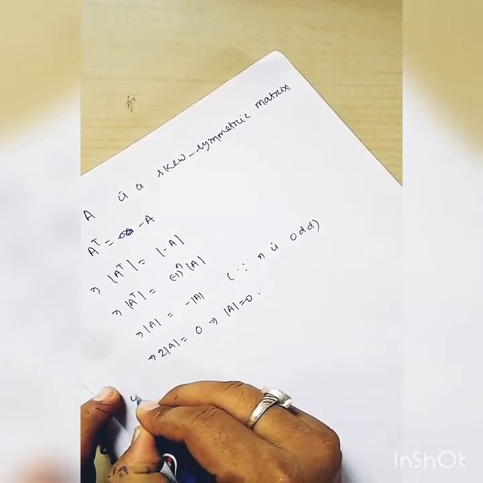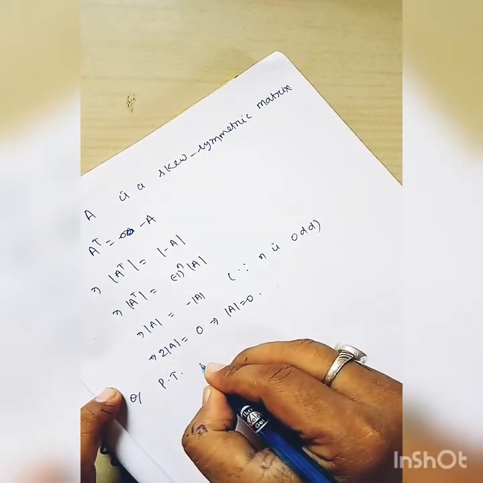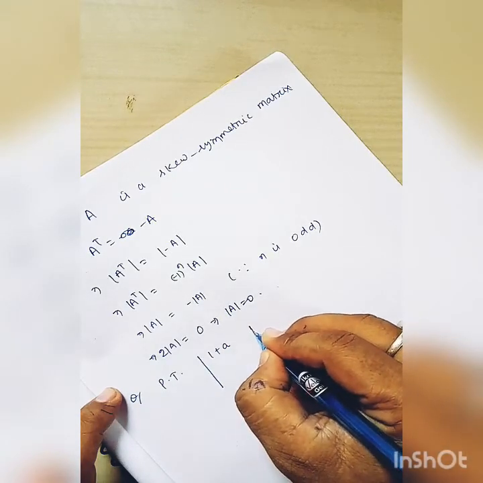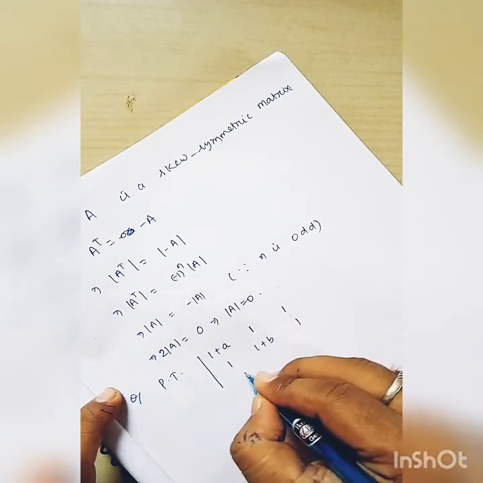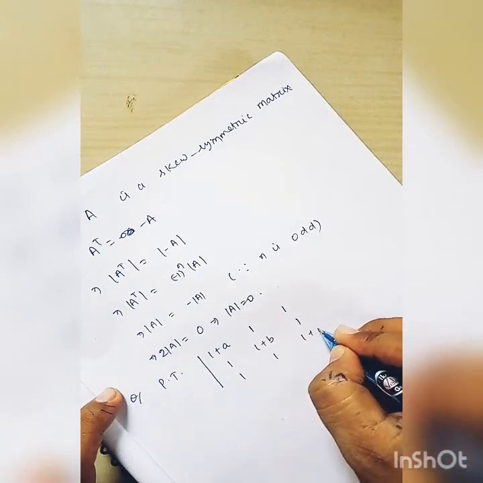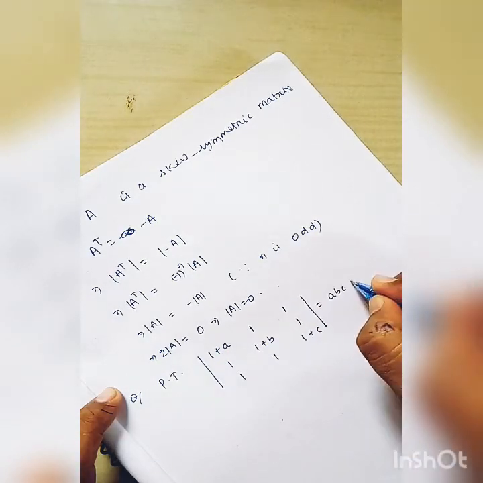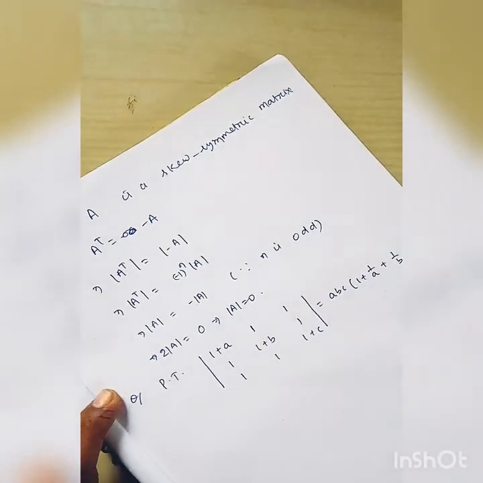Another question. Prove that determinant of 1 plus A, 1, 1; 1, 1 plus B, 1; 1, 1, 1 plus C is equal to ABC whole into 1 plus 1 by A plus 1 by B plus 1 by C.